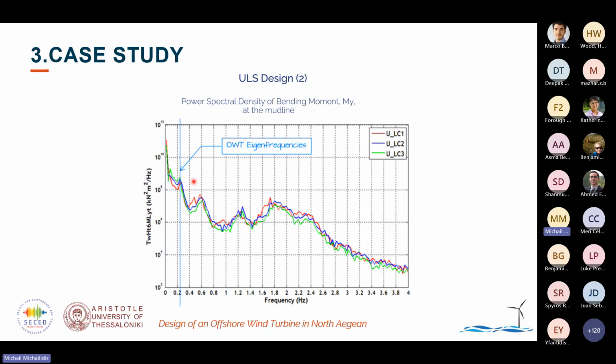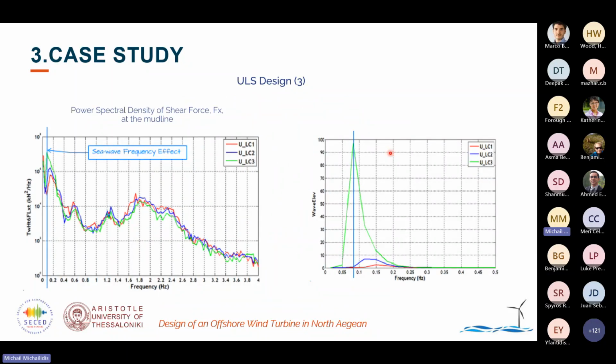If our natural frequency was in between the borders of 1P or 3P, this amplification factor would have been very, very significant, and we would experience excitation issues. Similarly, for the power spectral density of the shear forces, there is a significant peak at 0.08 hertz, which is matching the frequency of the sea waves of interest as well.